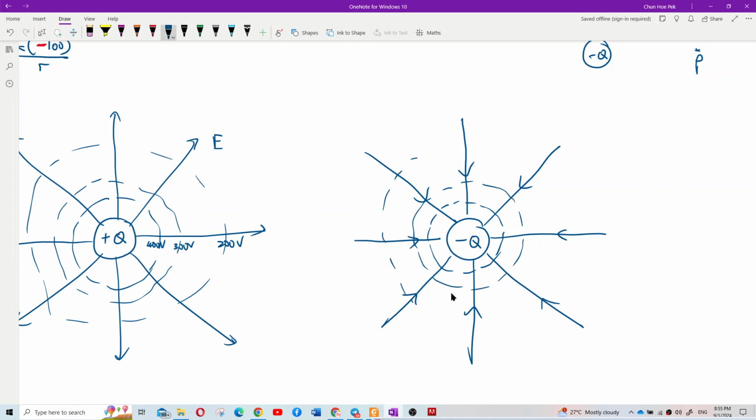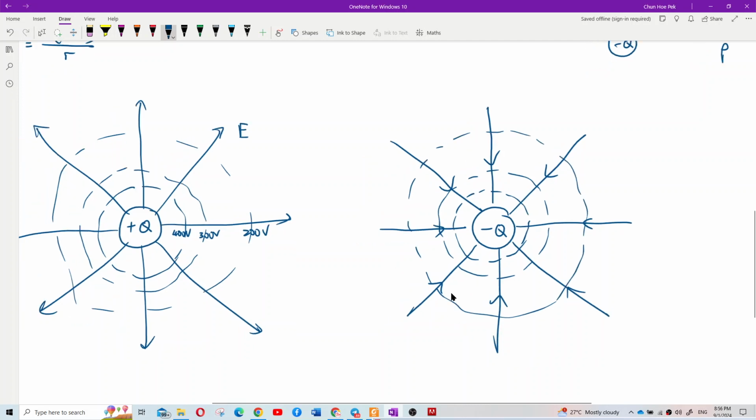Okay. You will see something like this, class. If positive charge, you have potential 400, 300, 200. So if negative charge, you will see negative potential: negative 400, negative 300, negative 200, and the outermost one is negative 100.